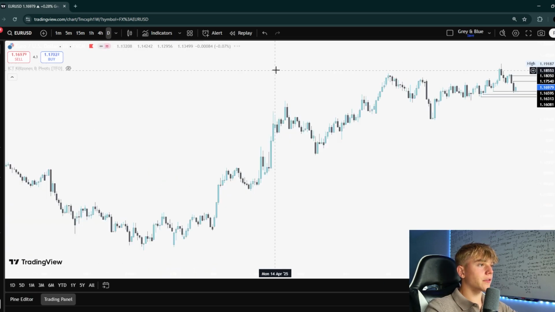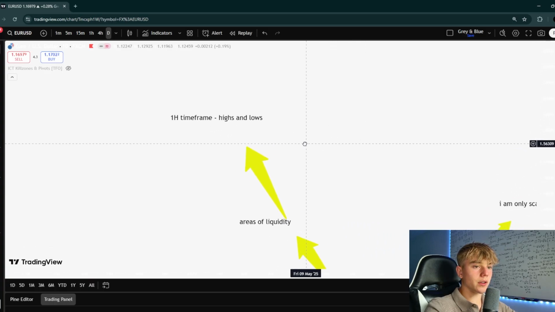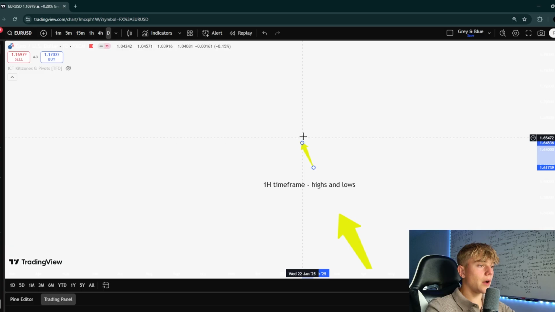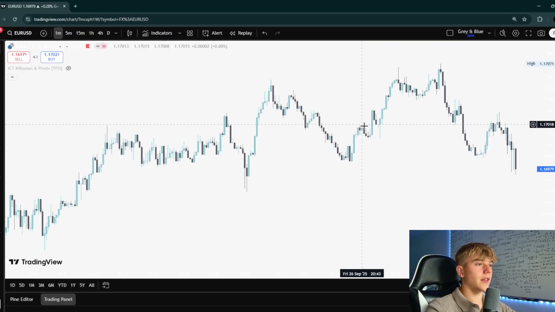So after we see this area of liquidity being swept, we then want to drop down to the lower time frame. Once we have done that on the 1 hour time frame, then we can drop down to our 1 min time frame. And this is the exciting bit that I'm sure you are waiting for. This is how we can then trade.